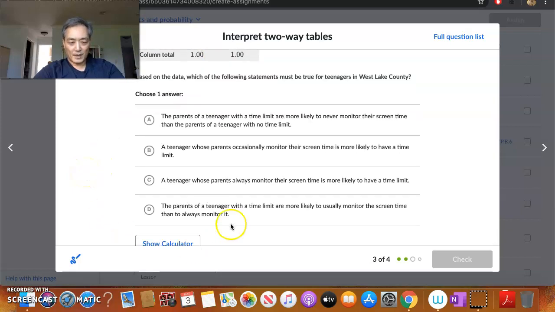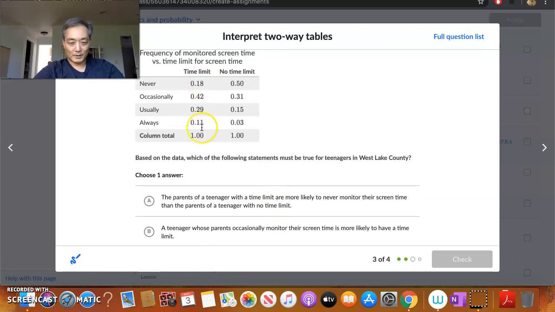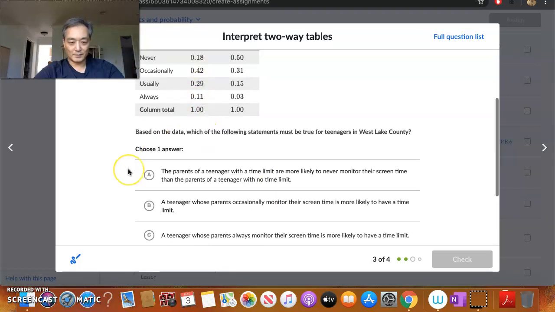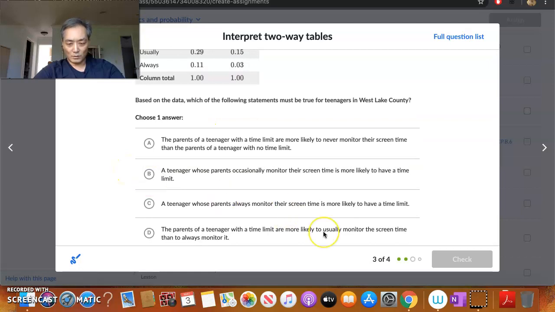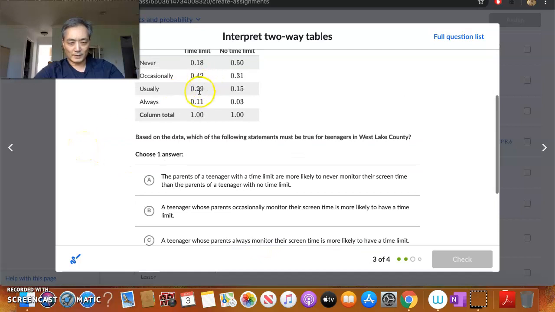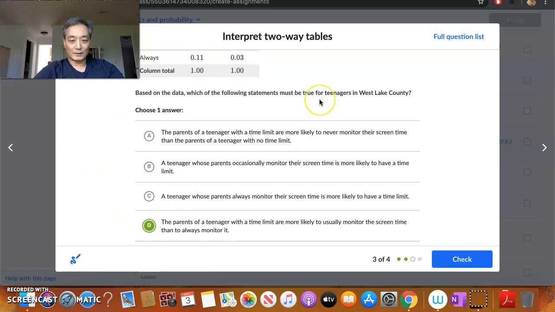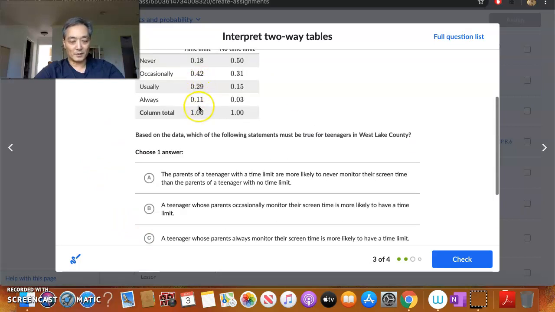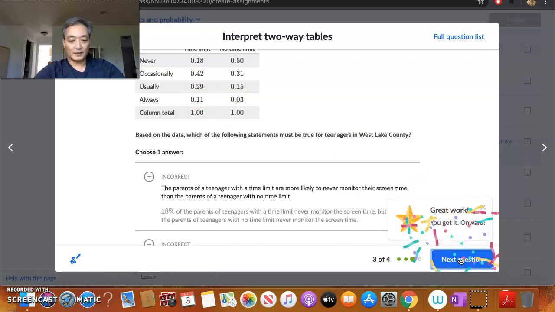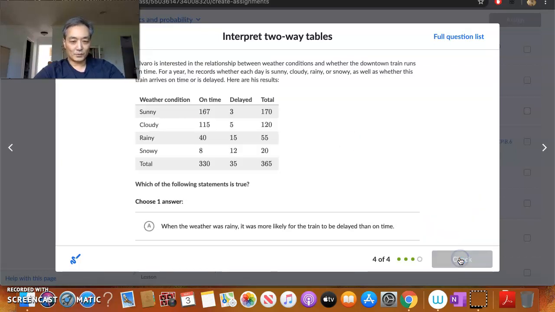And finally, a parent of a teenager with a time limit, so we're talking about this, right? Those with a time limit are more likely to usually monitor screen time than to always. Are more likely to usually than always. And that makes sense because usually is 0.29, always is 0.11, correct? So that sounds pretty good. Okay, as long as we're comparing within the column, because this is column relative, not row relative. And that is correct.